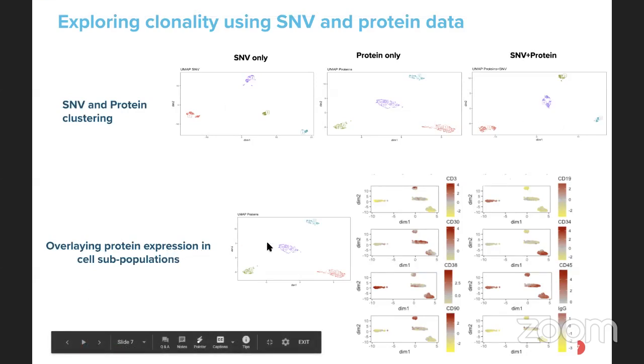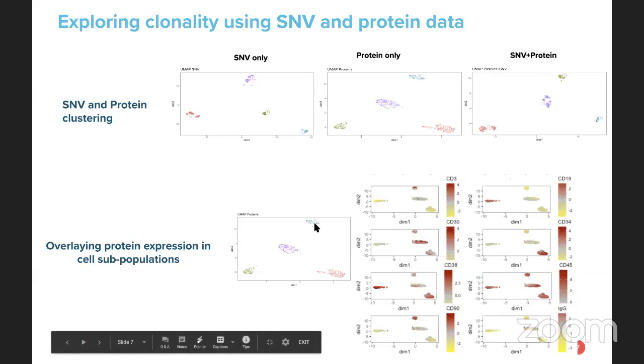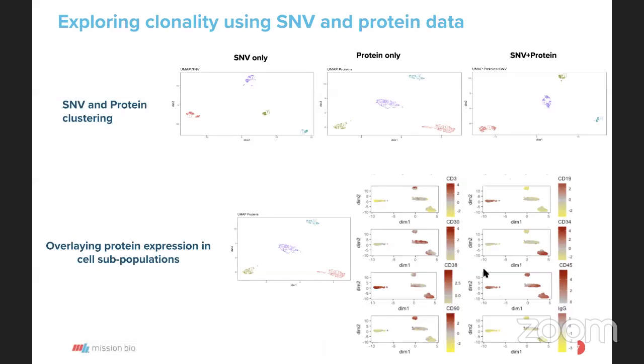Now you have the base projection, which is, let's say, protein, and I would want to look at how my antibody counts are expressed. So we can see CD3 in this cluster is highly expressed, CD90 is highly expressed in cluster 3, and this is how we can look at these two data sets together.